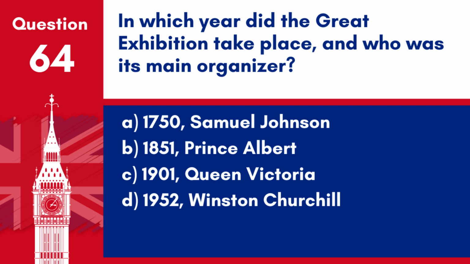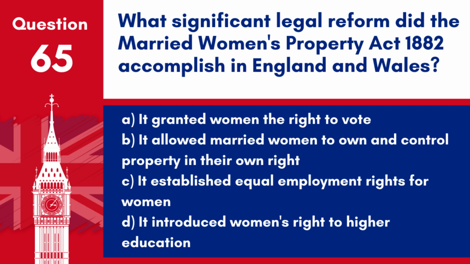Answer B. 1851, Prince Albert. The Great Exhibition took place in 1851, and its main organizer was Prince Albert. Question 65. What significant legal reform did the Married Women's Property Act 1882 accomplish in England and Wales?